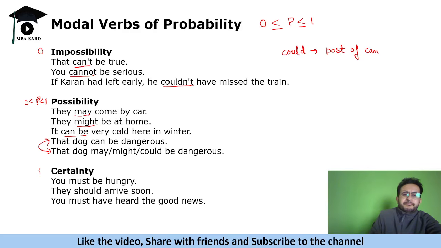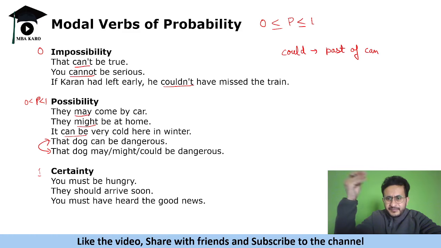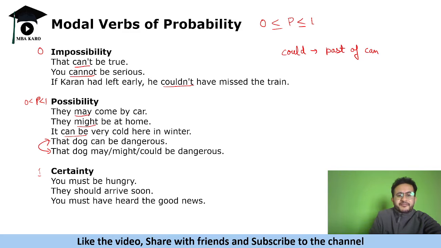Now, the difference between them: might is like may, might is the past tense of may. Similarly, apart from that, sometimes may is used in a formal way, not here, but if you ask about permission and all, may is the more formal word. So that is the difference between can and may. Certainty, the words are must, should. Whenever we use must, should, that means that is certain. So three kinds of possibilities: impossibility, possibility, and certainty through modal verbs.